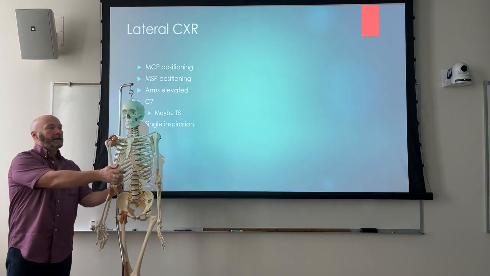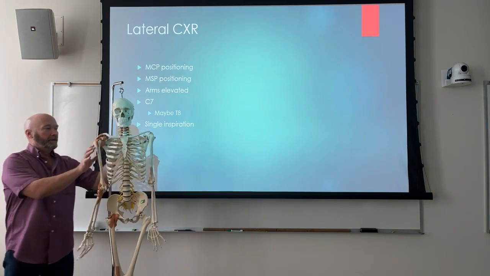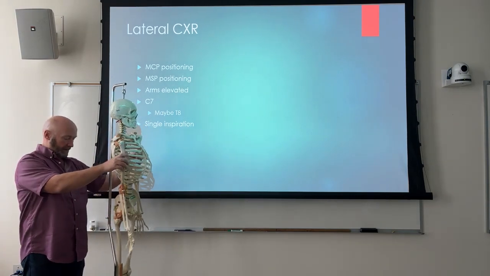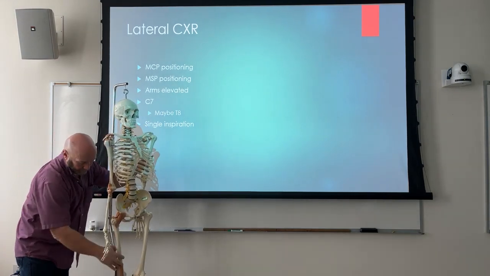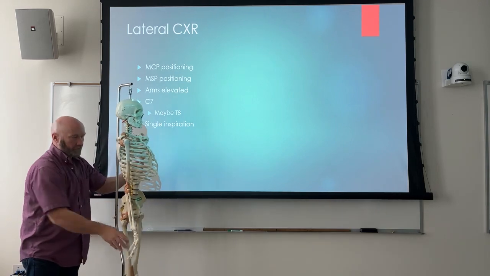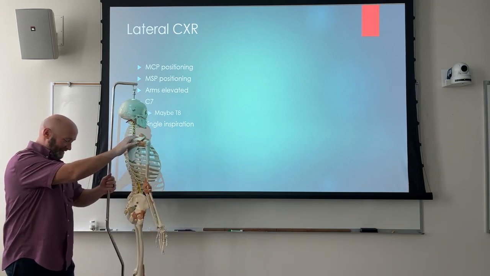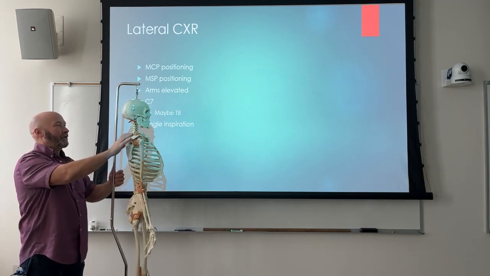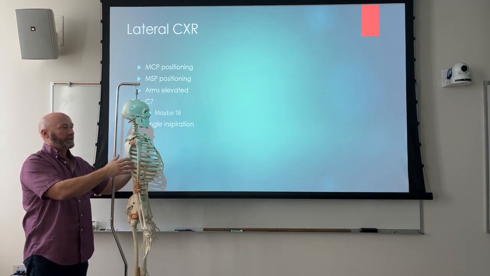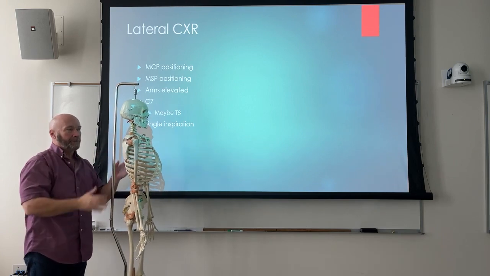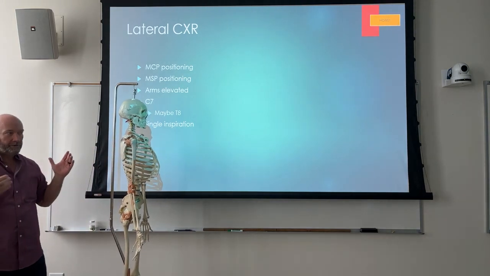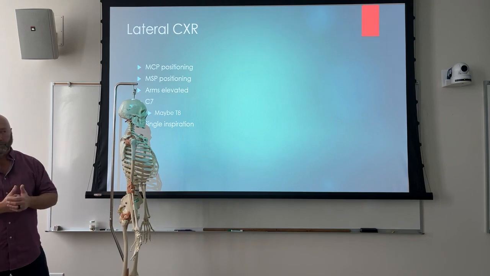our coronal plane for a lateral will be perpendicular to the image receptor. Coronal plane perpendicular to the image receptor. The mid-sagittal plane will be parallel to the image receptor. Central rays should be perpendicular to the coronal plane.